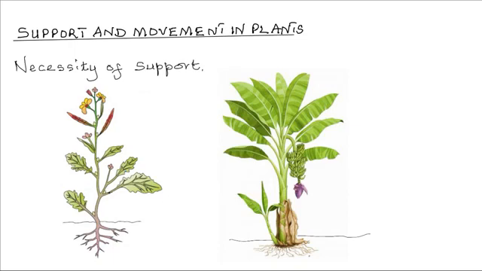Here we have two plants. These plants do need a support framework. One of the reasons why they need support is that it offers mechanical support so that the leaves are well spread and arranged in a particular manner to enhance absorption of carbon dioxide and light. So this exposure of the leaves comes about as a result of the support within the plant body.